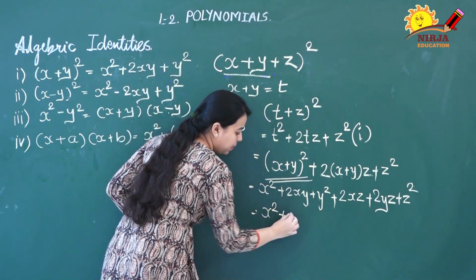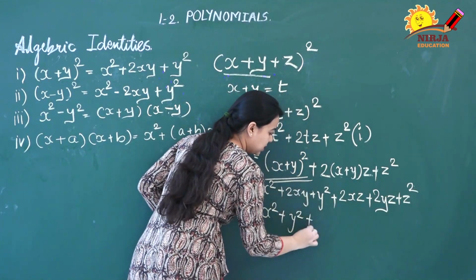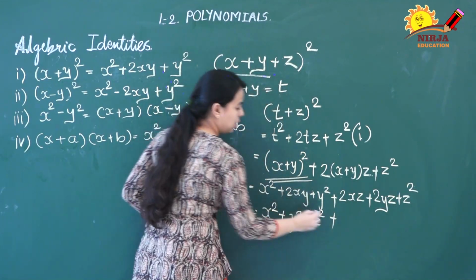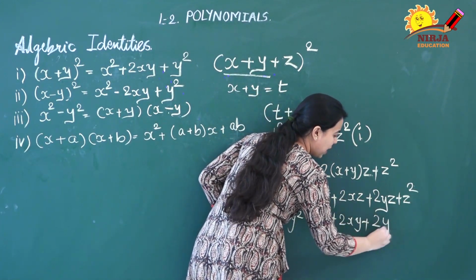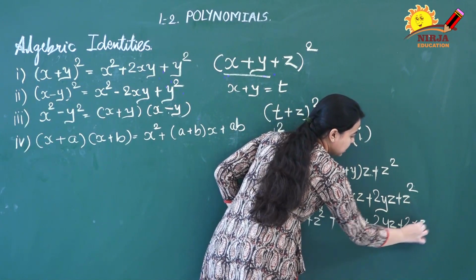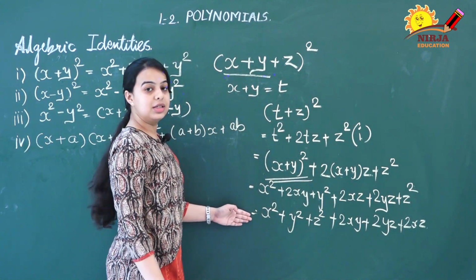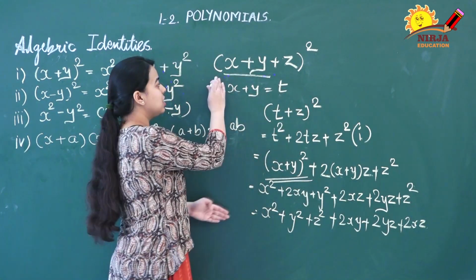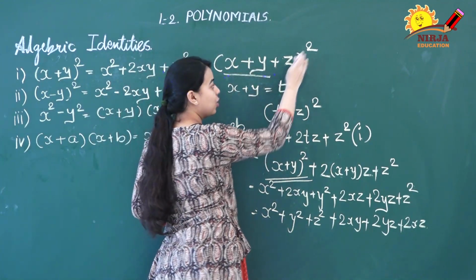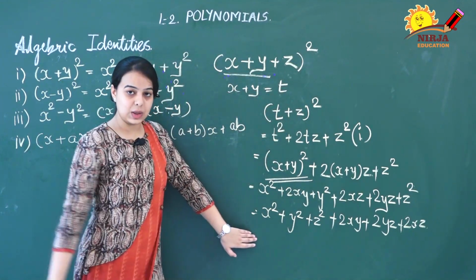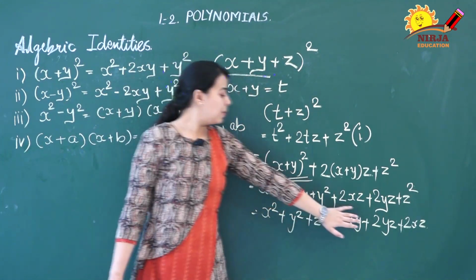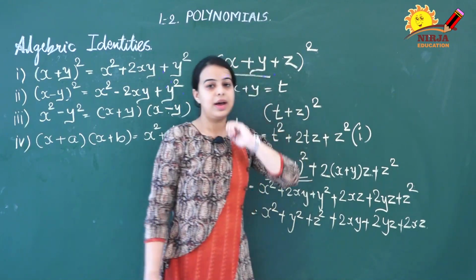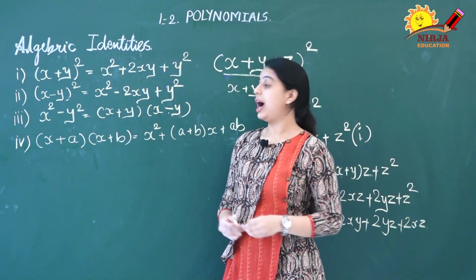x square plus y square plus z square plus 2xy plus 2yz plus 2xz. So this is your identity 5, which is (x plus y plus z) whole square is equal to x square plus y square plus z square plus 2xy plus 2yz plus 2xz. So now let's see how to use these identities.